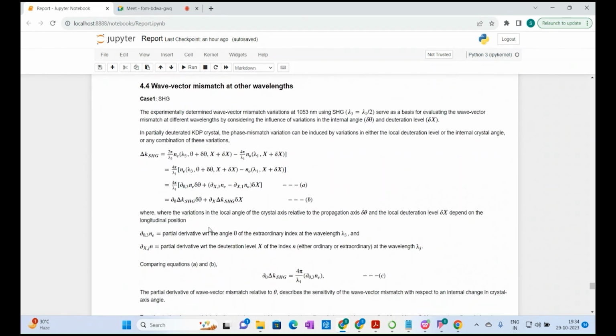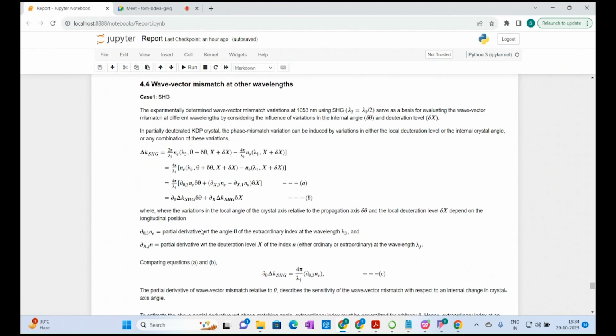Next, we analyze the wave vector mismatch at wavelengths other than 1053 nanometer. For evaluating the wave vector mismatch at different wavelengths, we utilize the experimentally determined wave vector mismatch variations at 1053 nanometer by considering the impact of variations in the local angle of the crystal relative to the propagation axis and the deuteration level. That is, wave vector mismatch can be induced either by the variations in the internal angle of the crystal, that is theta, or the deuteration fraction x.